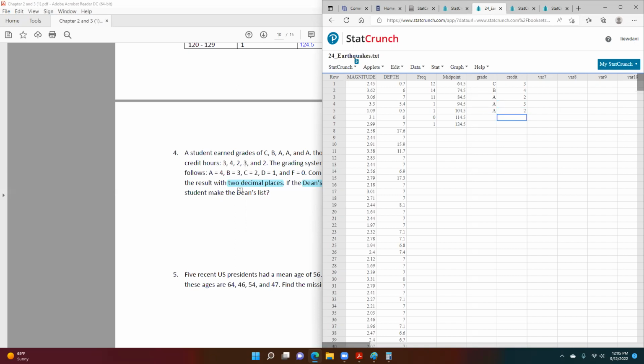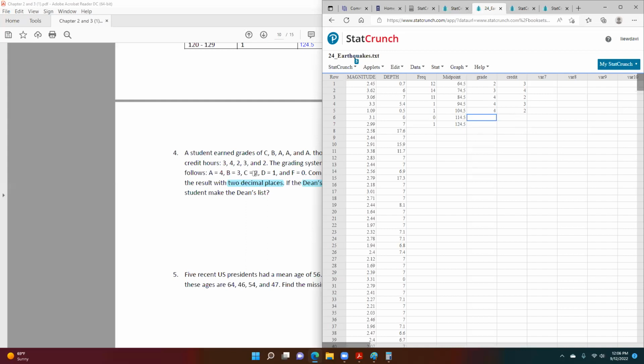So this is how you're gonna enter this into your StatCrunch, where the corresponding grades that you earn correspond to your credit hours that are given. However, we have to change your grade here to the point system. That means, what are the points for this case? So C in this case is 2 points. A B in this case is 3 points. A in this case will give you 4 points. So you have to change all your grades into points based on this.